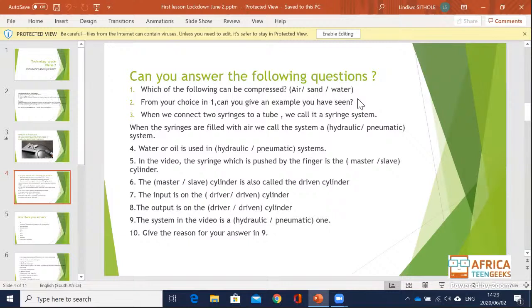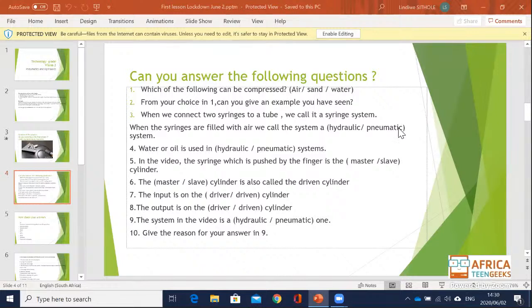In question 1, can you give an example of what we have seen in your everyday life? Surely some of you have seen a compressor. A pneumatic braking system is another example of a pneumatic system.